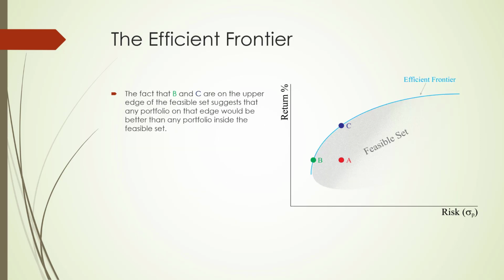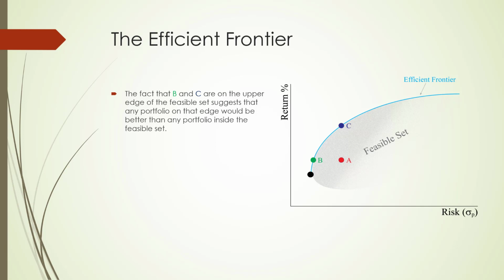And naturally that upper edge has a name. We call it the efficient frontier. And that's because it is the edge, that's what frontier means, of the feasible set that holds all of the efficient portfolios.